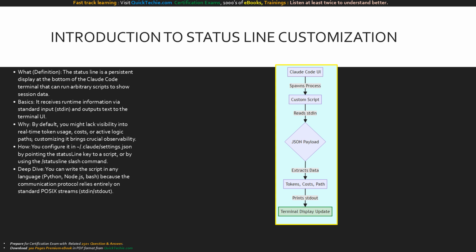The Claude Code UI spawns your custom script as a subprocess. The script reads the JSON payload from standard input. It extracts exactly the data you care about, like tokens or costs. Finally, the script prints a formatted string to standard output, which triggers the green node, a real-time terminal display update.